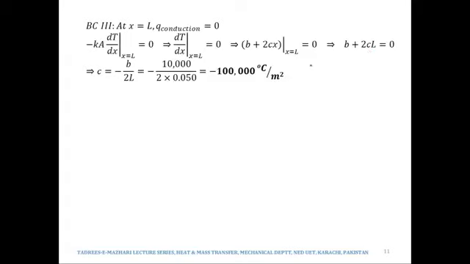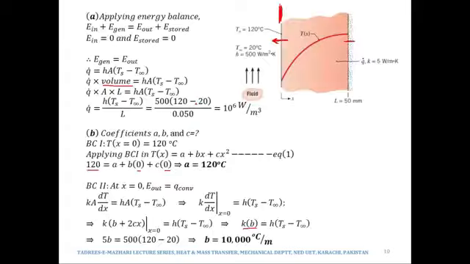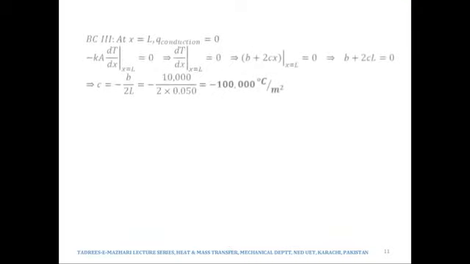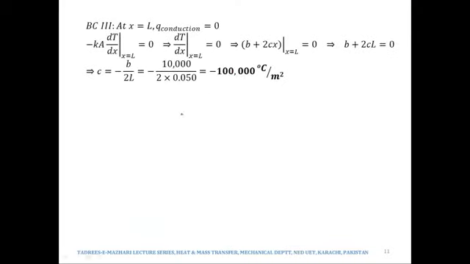You can apply any boundary condition at any time, but if you had applied this one first, you would have stopped at this point, call it a particular equation number, and then applied the other boundary condition so as to find the value of b first. So now c, which is minus b over 2L, will give us the value of c as minus 10^5 degrees Celsius per square meter. So therefore the temperature distribution will now be a, the value of which is 120, plus bx, meaning plus 10^4 x, plus cx squared, meaning minus 10^5 x squared.